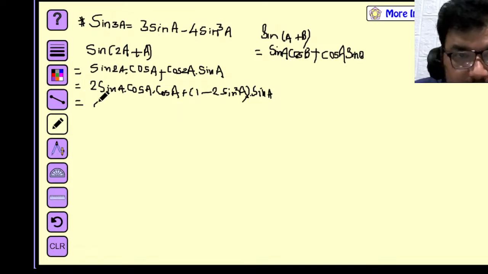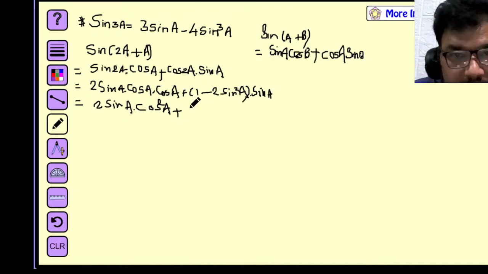And now what will be here? 2 sin a, it will be the same 2 sin a, and I take cos a into cos a, it will be cos square a, plus, it will be multiplied here, sin a into 1, sin a, open the bracket, sin a only, and minus 2 sin square a multiplied with sin, it will be 2 sin cube a.